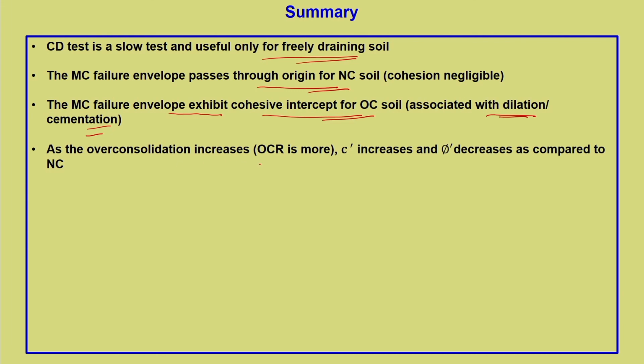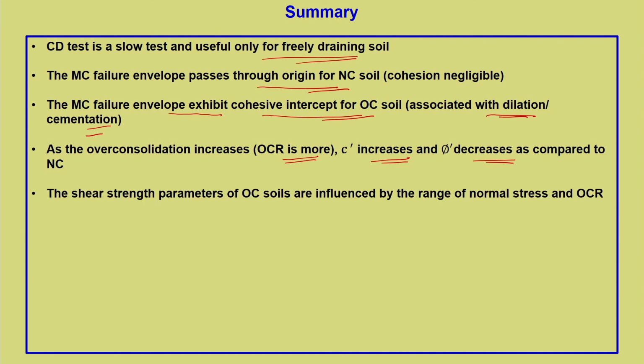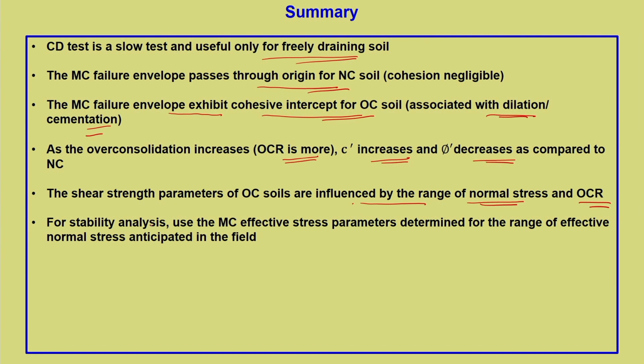As the over consolidation increases, that means OCR is more, c dash increases and phi dash decreases as compared to NC. The shear strength parameters of OC soils are influenced by both normal stress and OCR. This also you need to understand very carefully, that OCR also induces changes in shear strength parameters, and the kind of confinement that we give controls the dilation and hence the shear strength parameters. For stability analysis, we have to use Mohr Coulomb effective strength parameters determined for the range of effective normal stress anticipated in the field. So, when we are planning the test, we have to make sure that the confinement that we give closely simulates the overburden and the lateral stress condition that is existing in the field.